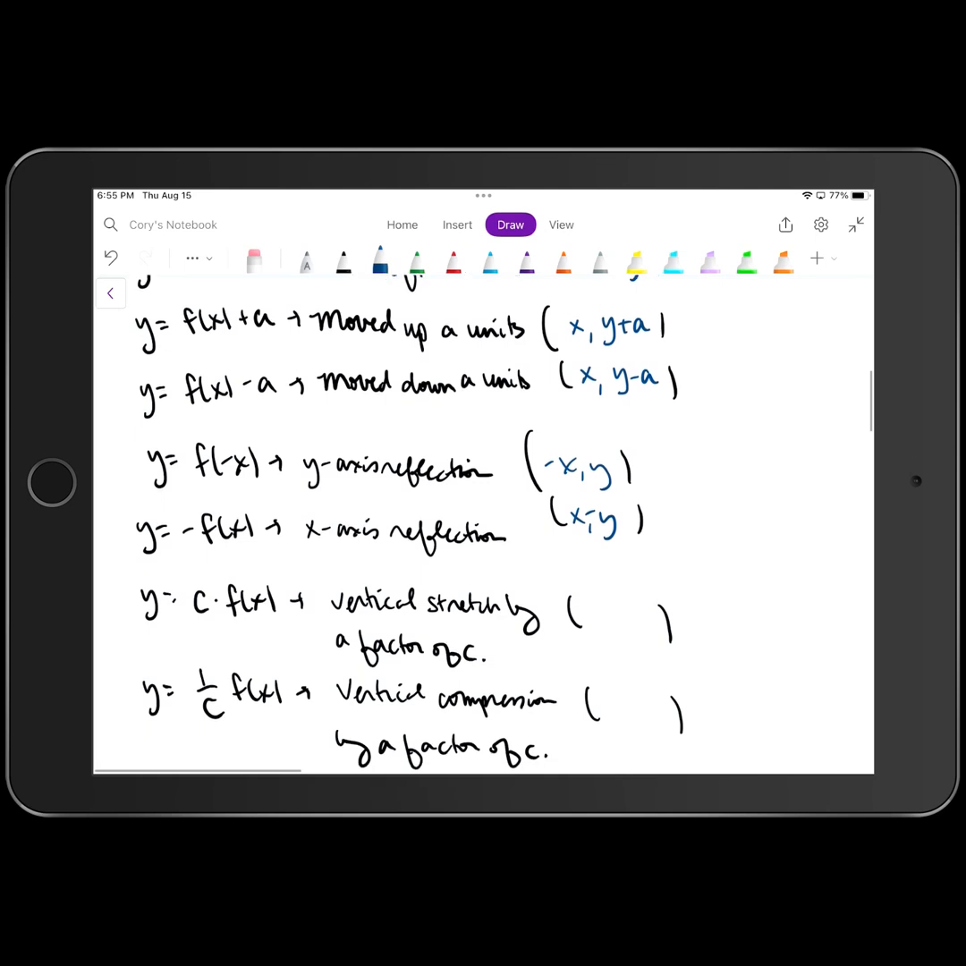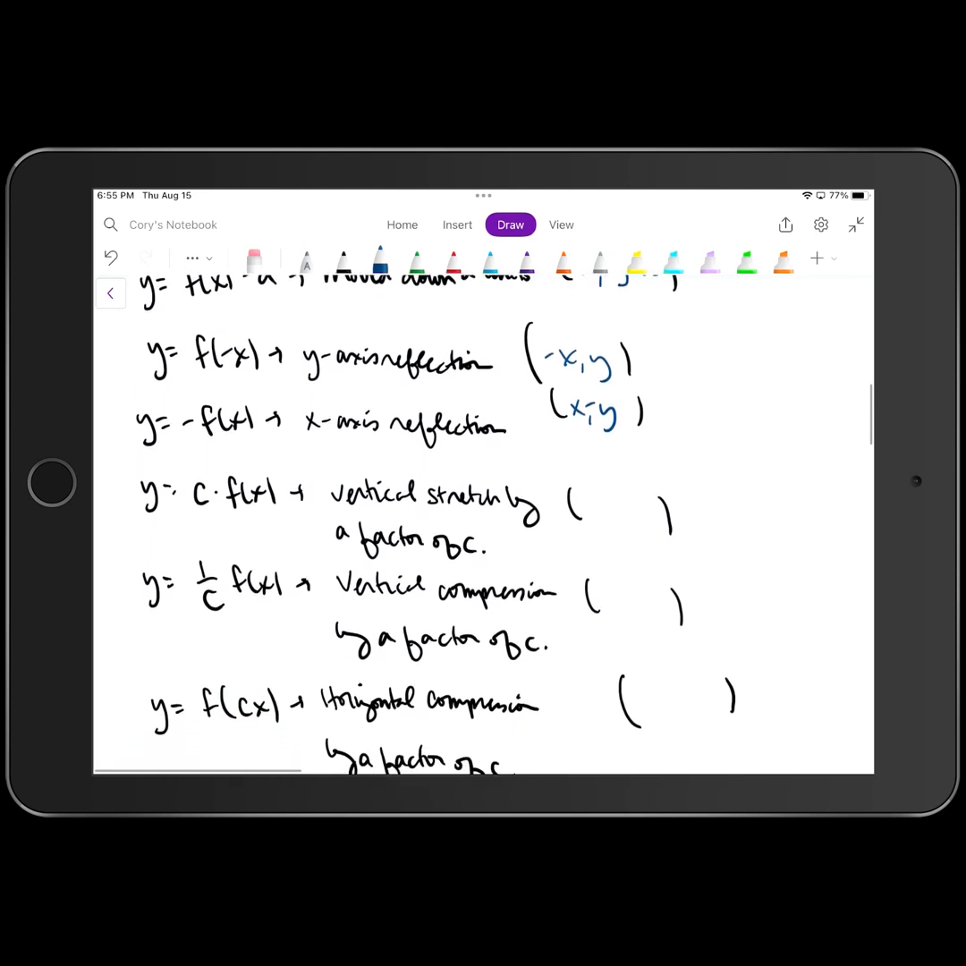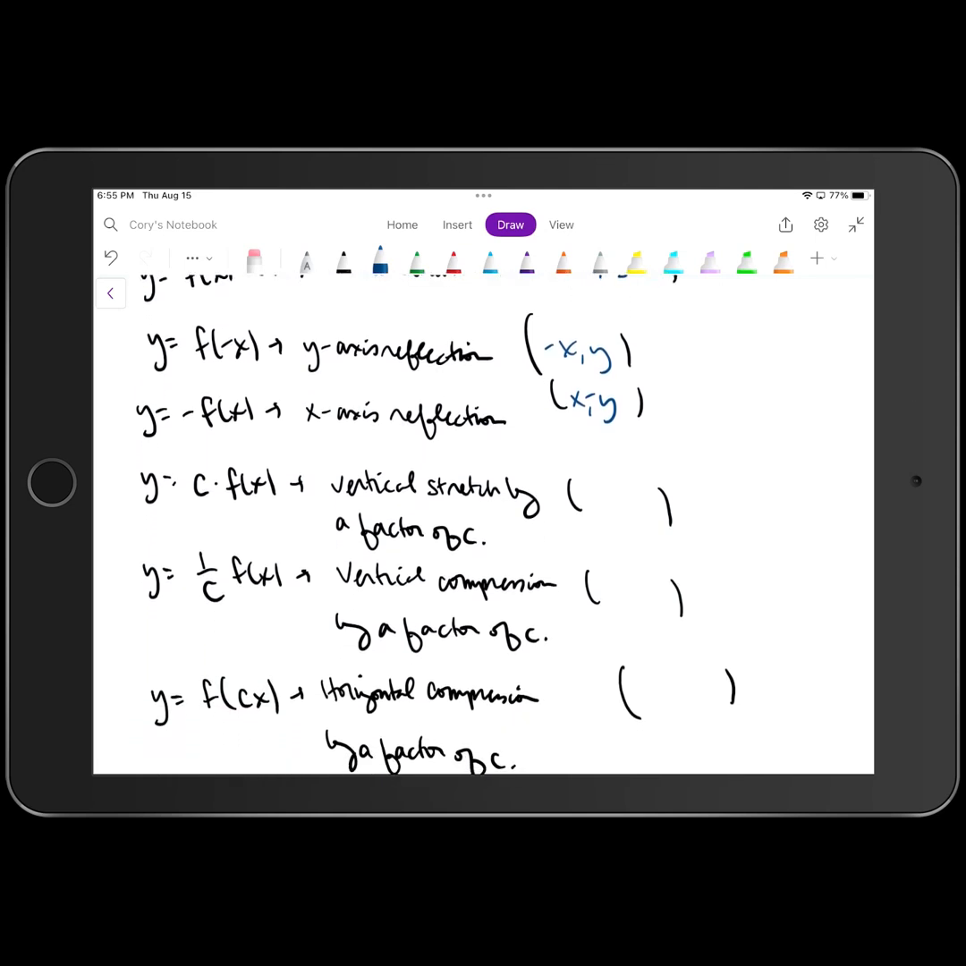Okay, if we multiply out front of our function by c, where c is a number that's larger than 1, that's going to correspond to a vertical stretch by a factor of c. When we vertically stretch, the y coordinate gets affected. Our new ordered pair is going to be the ordered pair x comma c times y.